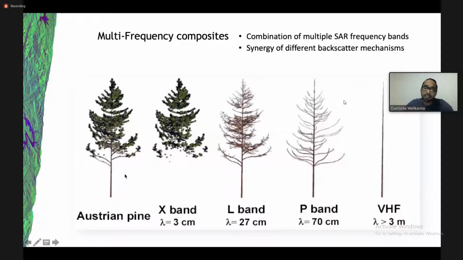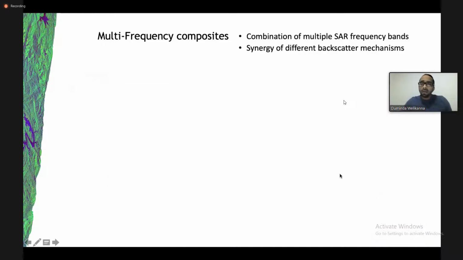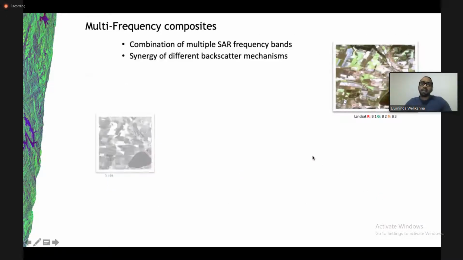What happened? When it hits a tree, X-band, because it's short wavelength, it will map most of the areas of the tree. L-band, because it has longer wavelengths, penetrates the tree a little bit, so most probably you won't see the leaves. And P-band, it's very large wavelength, it goes across the tree. And VHF, it just can't see anything, it just goes through the tree. Penetration.